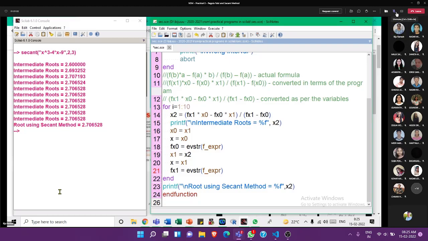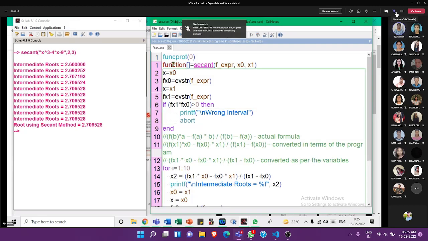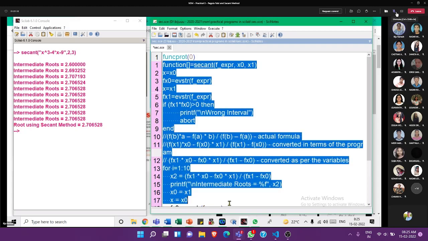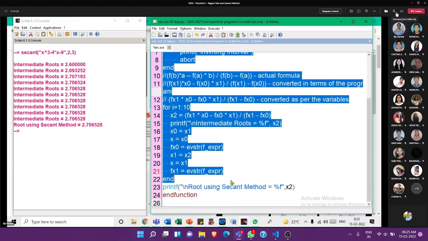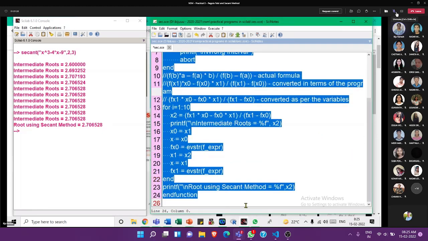Now I think I'll teach Newton-Raphson also, because then you can work with all the three. I'll finish teaching Newton-Raphson also. Then you can work with all the three. Now Newton-Raphson, let me remove all this. I'll type it out again.